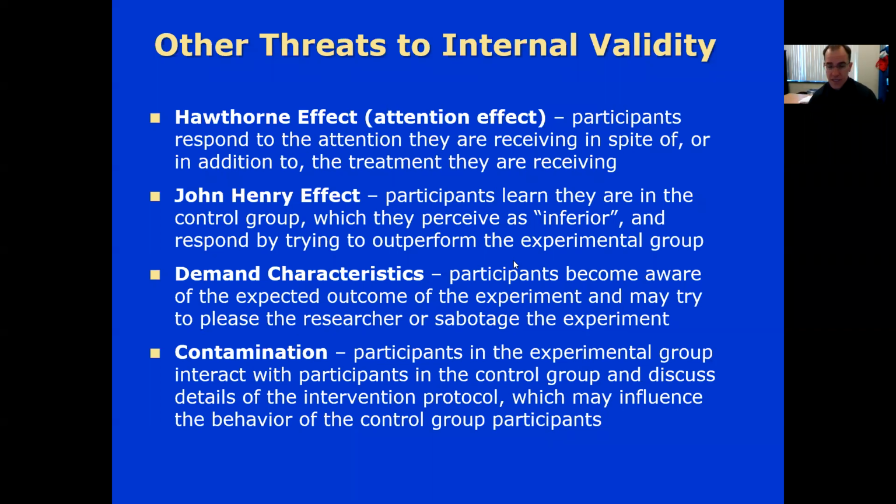The final is contamination, where participants in the experimental group interact with participants in the control group or another intervention group, and then they discuss the details of the intervention protocol, which may influence the behavior of the control group or another intervention group. So for example, if the intervention group and control group are starting to intermingle and one's telling the other about what's happening, well, that may then affect the behaviors of both of them, and that could control that as opposed to what they normally would do.